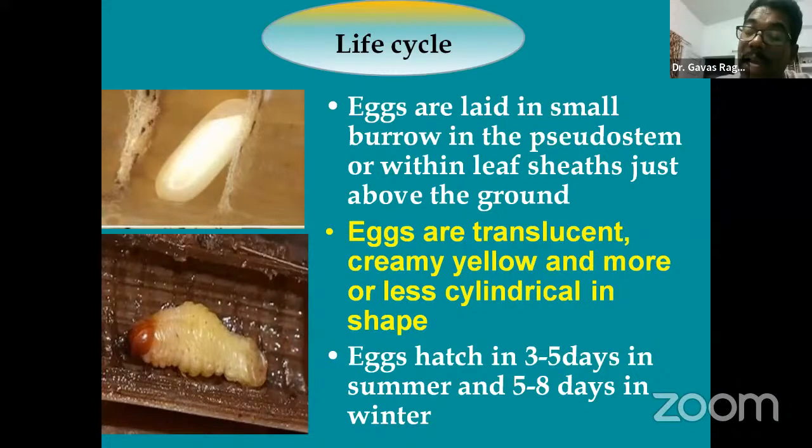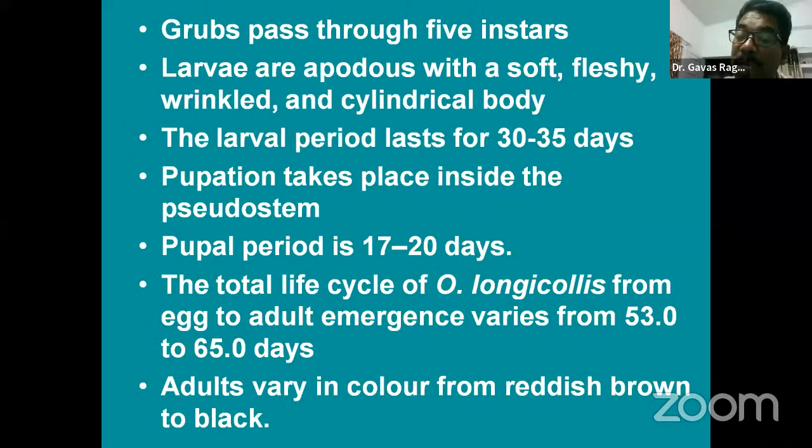So the eggs hatch within 1 week, and the grubs that hatch out complete the life cycle by tunneling. The larvae, as I told you, are apodous, and the larval period lasts for 30 to 35 days. After completing the larval period, the grubs undergo pupation using the fibrous material available in the pseudostem itself. The pupal period is around 17 to 20 days, and the total life cycle is approximately 50 to 65 days. The adults are black in color, but sometimes you will also find reddish brown adults, as the pictures here show.